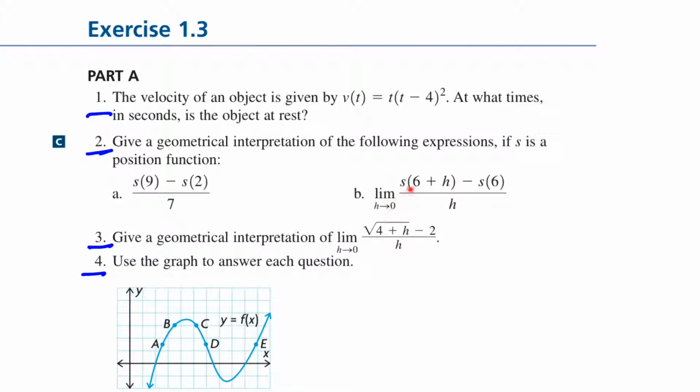Part B, limit of (s(6 plus h) minus s(6)) divided by h as h approaches 0. This limit is the slope of the tangent line, instantaneous velocity at t equals 6.